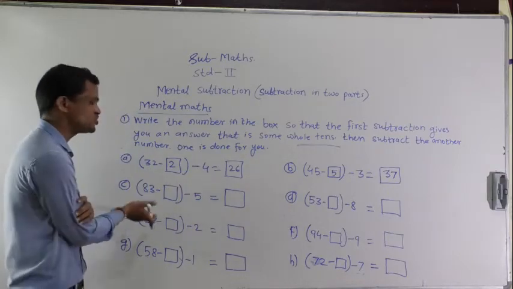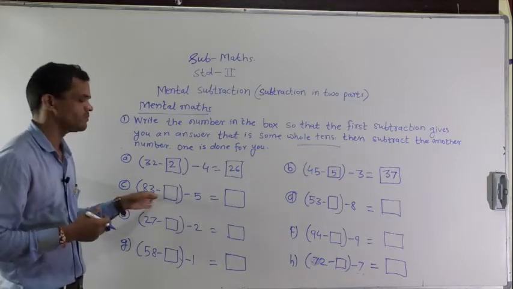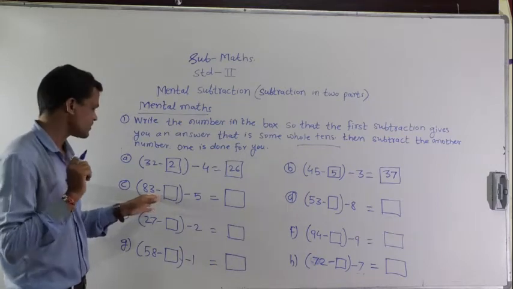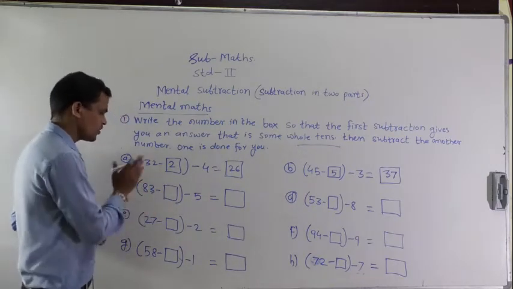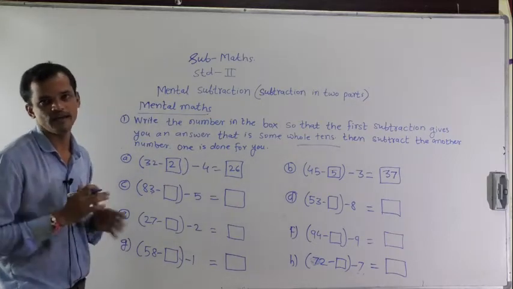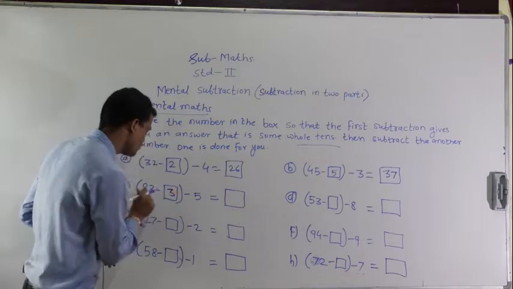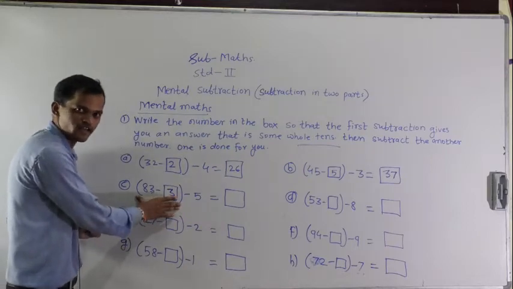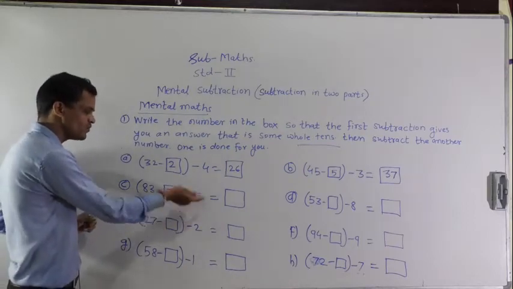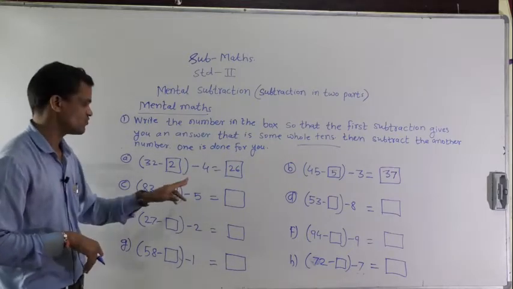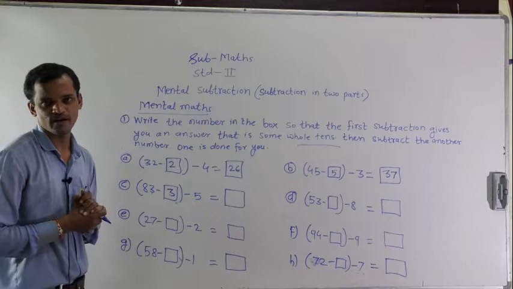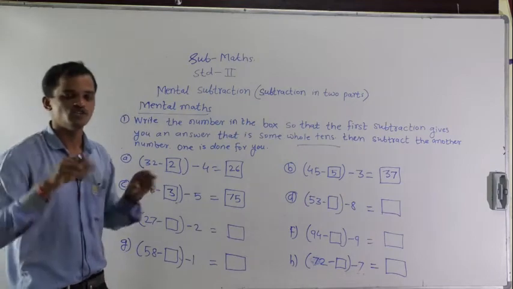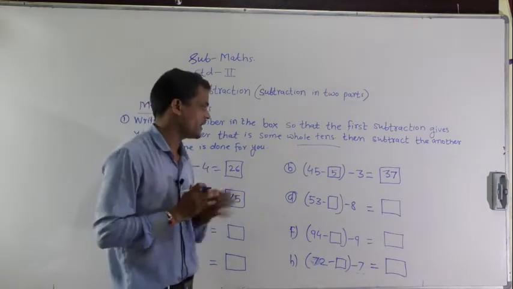Okay, here see, which number should be subtracted from 83 so that you will get the whole tens? Okay, think. See here, if we subtract 3 from 83, we will get 80, and 80 is the whole tens. Now next step, subtract 5 from 80. So 80 minus 5 is 75. Just do the calculation in your mind and write the answer.